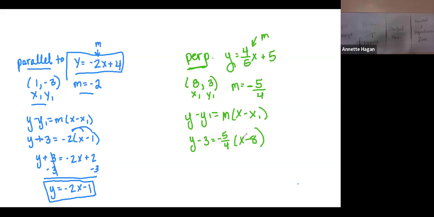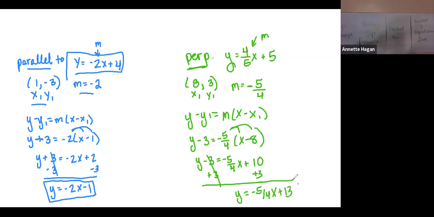All right, there's my point slope form, but I want it in slope intercept. So I'm going to distribute: y minus 3 equals negative 5/4 x plus 5/4 times 8 is plus 10. And then I add 3 to each side. So the equation of a line perpendicular to the line given would be y equals negative 5/4 x plus 13. And that is my equation right there.